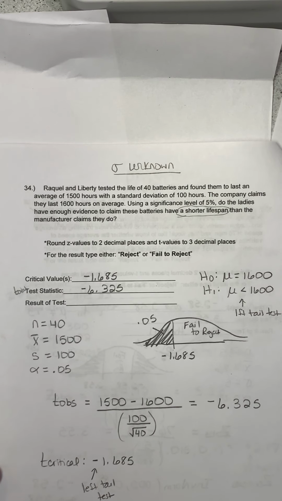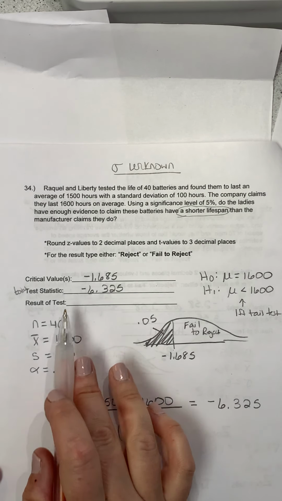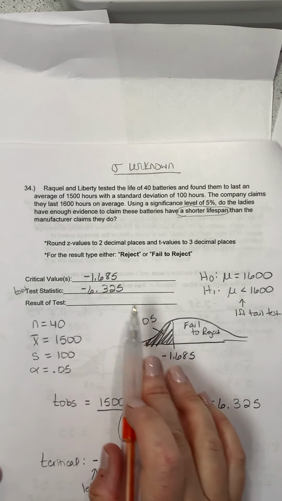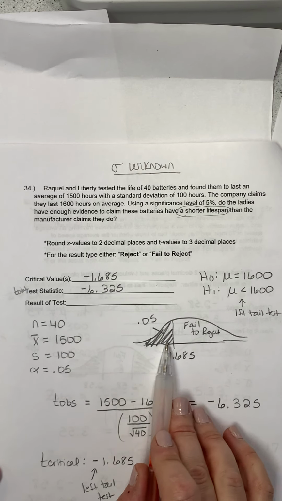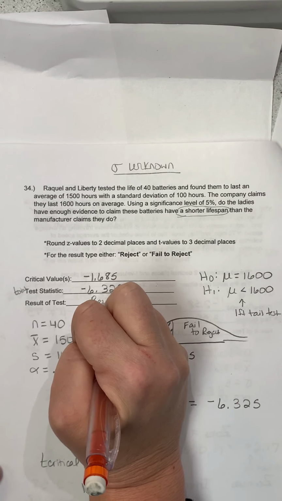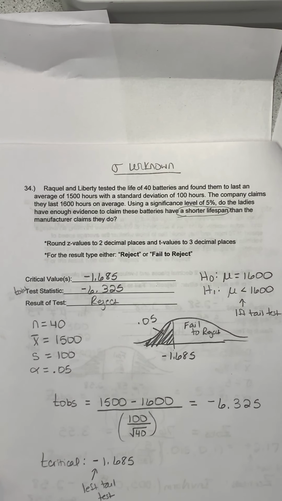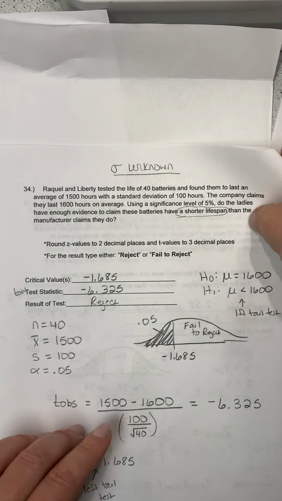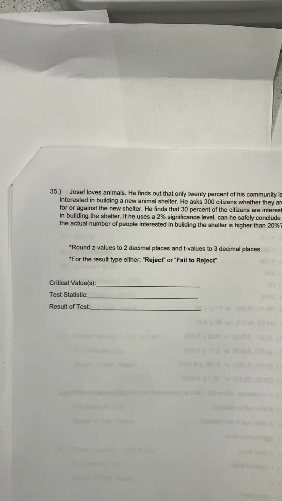There we go. All right, now we just have to test it. Where would negative 6.325 fall? Way over here. Again, we're rejecting. Sorry, guys. Okay, we're getting there. Last problem, and we're done.